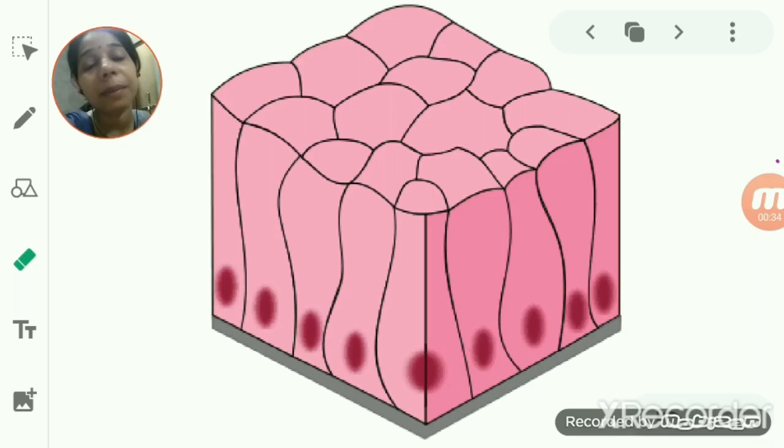So we started with the epithelial tissue. Epithelial means the epidermis. Now epithelial tissues are also divided into 2, that is simple and stratified. When you see an epithelial tissue, you will find that the cells are very closely packed with each other, due to which there are no intercellular spaces present between them. Now today we will start with the types of the epithelial tissue.